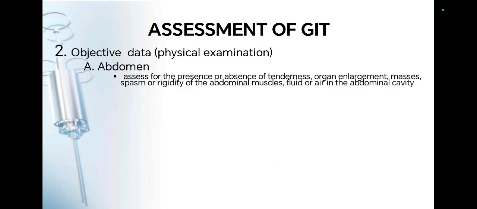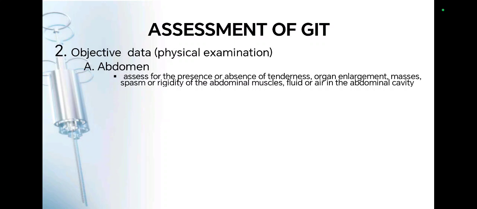Next, you check for the objective data. In the physical assessment of your abdomen, we use the technique of IAPP. What is IAPP? Inspection, then you auscultate, then you percuss and you palpate. Why do we need to auscultate first before we percuss and palpate? Because we do not want to change the bowel sounds. To avoid alterations of the bowel sounds, we auscultate first, because percussion and palpation can alter the bowel sounds.